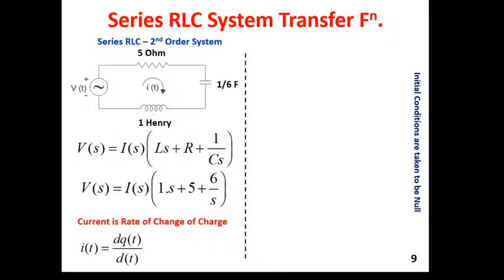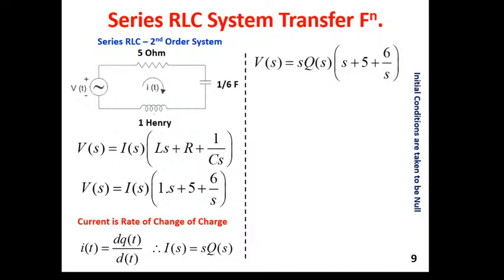Now for the same thing, we are not keeping Is; we are changing current to charge. So we know that It is equal to dqt by dt. We have seen this yesterday, so Is is equal to SQs. So in this circuit, not current but the charge is the output quantity, and the input quantity is Vt. So Vs is equal to SQs times S plus 5 plus 6 by S.